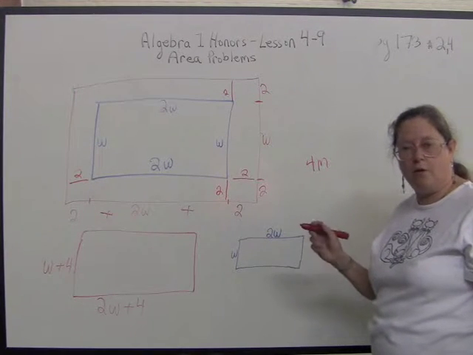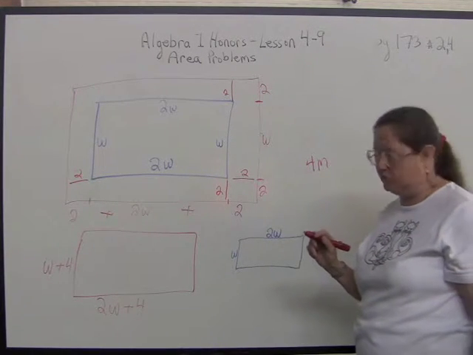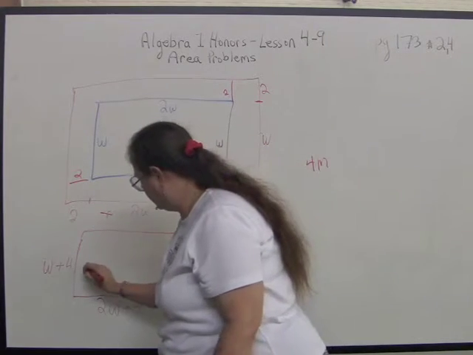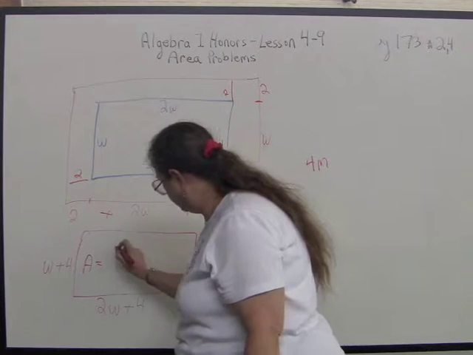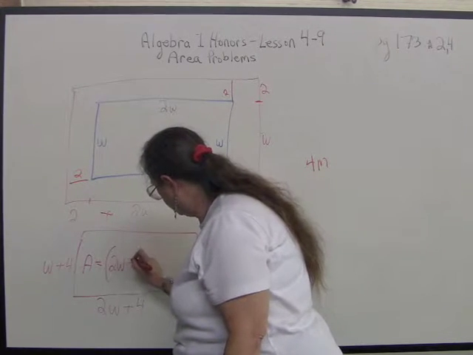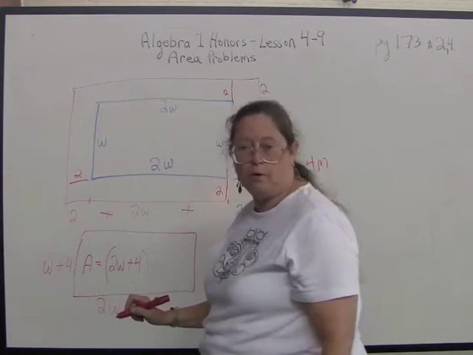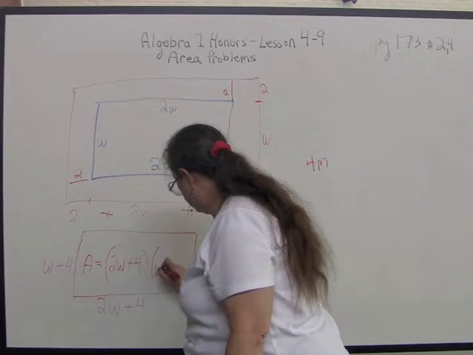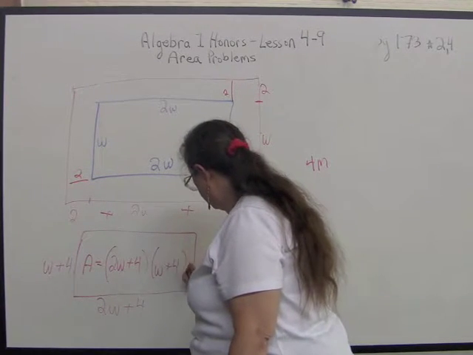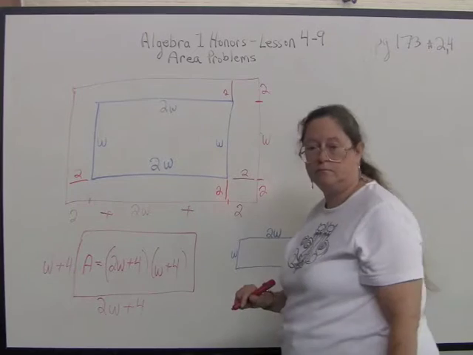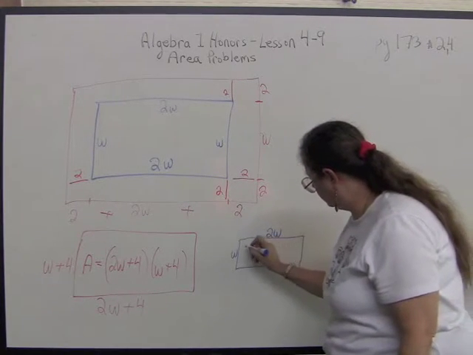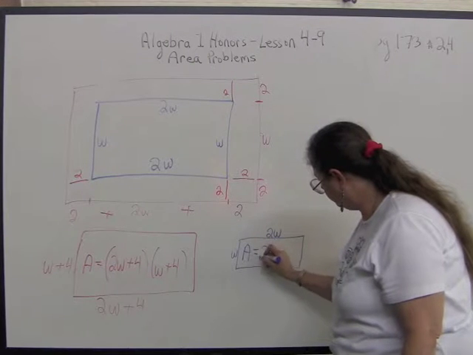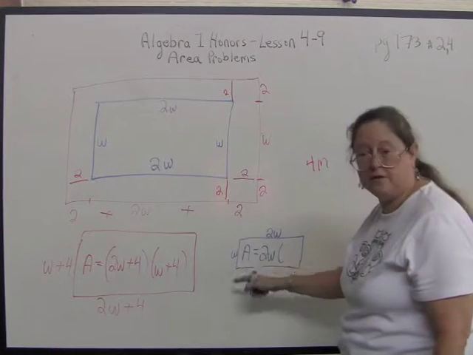Now I have the dimensions, the length and the width, in variable form of both of my rectangles. Now what I want to do is find the area of each of them. So I usually write it in the middle. I write area equals length times width. Here's length, 2W plus 4. Here's width, W plus 4. Length times width. Okay? Then over here, same thing. Length is 2W and width is W.